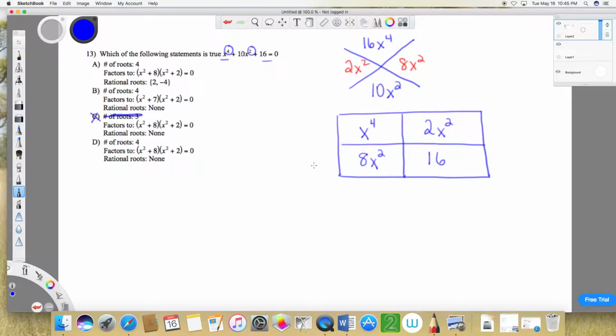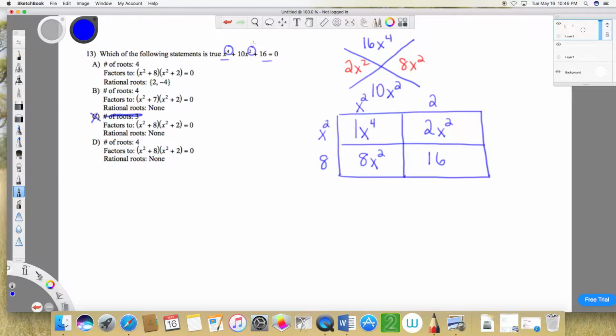So on the bottom here, if we go across, we can see that these share a common factor of 8. And when I go across here, the 1 and 2 don't share a common factor, but as far as the variables go, an x squared is common to both. Now, when I look at this up and down here, 8 and 1 don't have a common factor, but with the variables, an x squared is common. And these are both even numbers, so 2 and 16 have a common factor of 2.